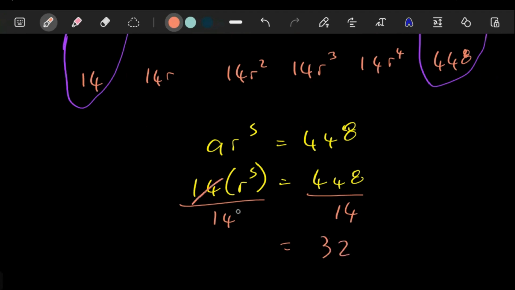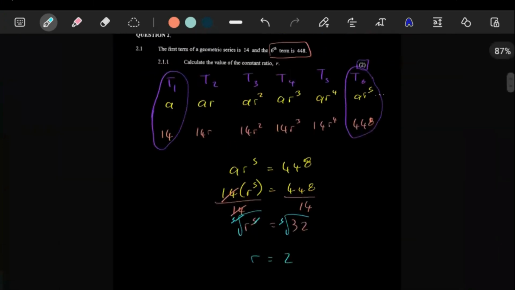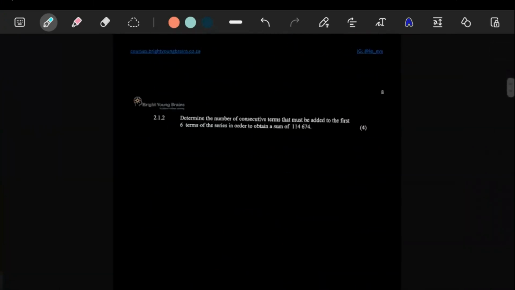Then shift square root symbol, with a 5 on the tiny index. So here what you get is going to be a 2. The reason is that 2 to the power of 5 is 32. That's how you get a value of R. Nothing crazy, nothing major. Let's keep on moving.